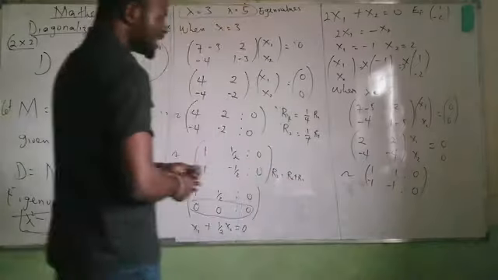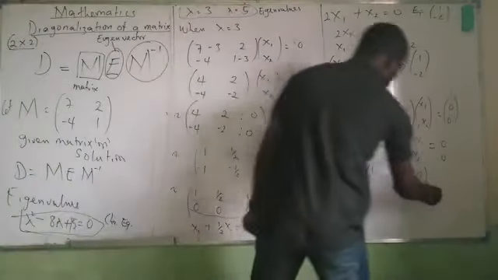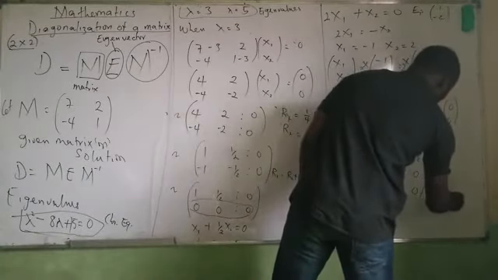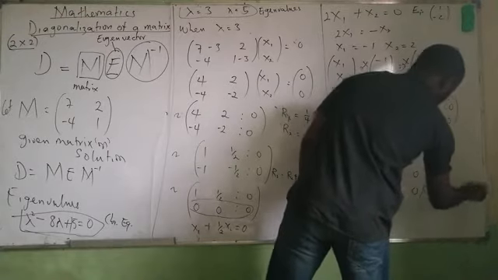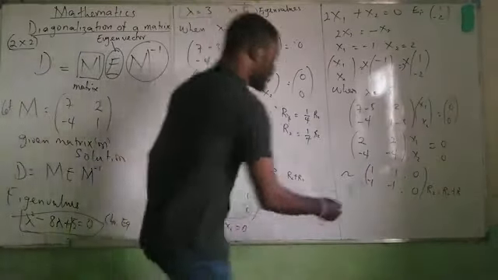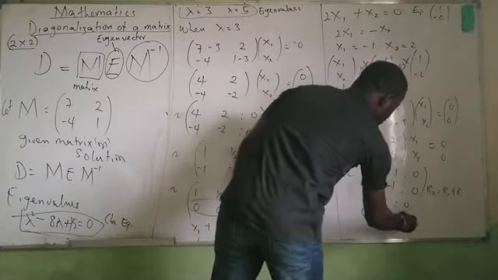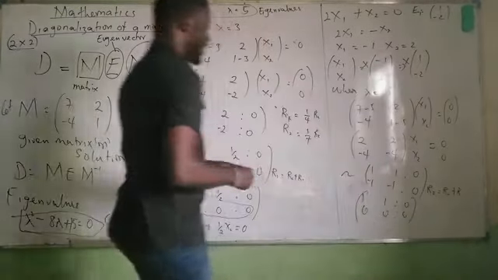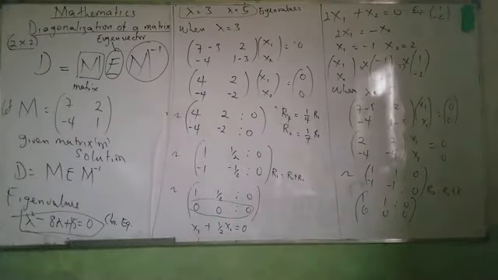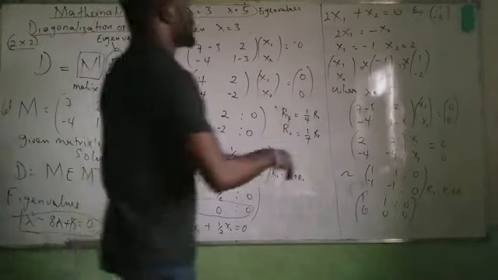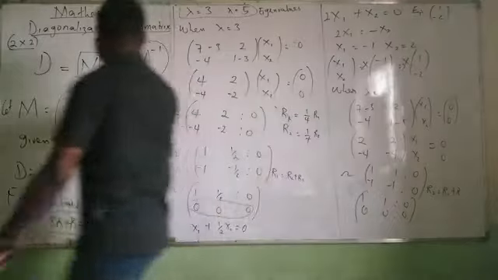Now, since I have that, I can say that row 2 equals row 2 plus row 1, which I will be having 1, 1, and 0. This is going to be 0, 0, 0. That is what we're going to have there. Now, since I have that, I think the problem is half solved.